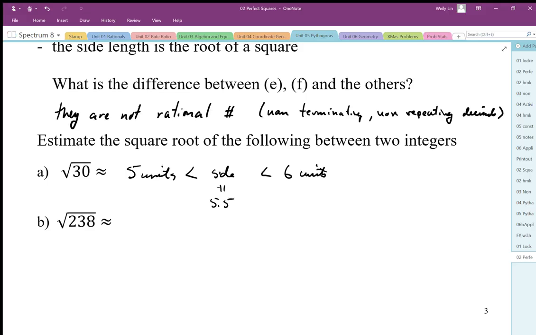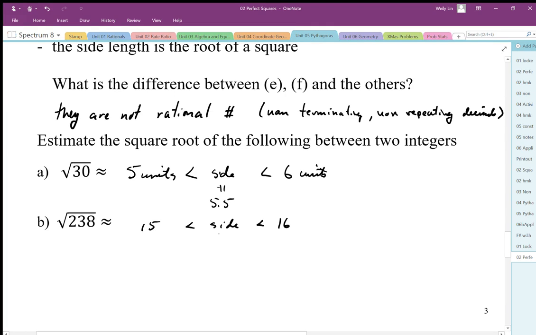To do these estimates, we do really need to know our perfect squares. So for 238, we need to know the perfect squares that 238 is in between. 225 is a perfect square, 15 squared. The next square is going to be 16 squared, which is 256. So it's between 225 squares and 256 squares. So the side length must be somewhere between 15 and 16 units.